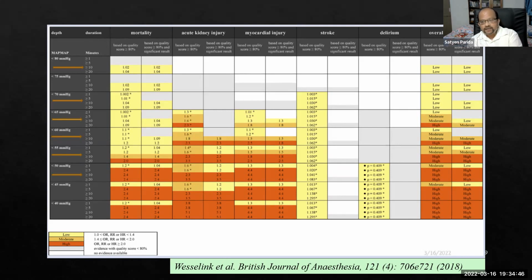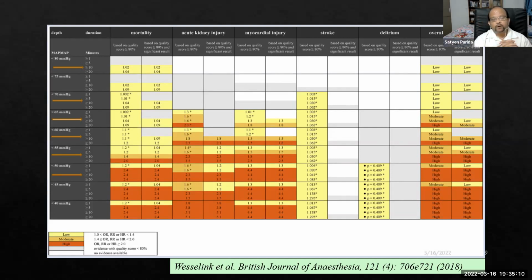Again, the moderate risk of organ injury became high risk, which are the panels in red, when the blood pressure threshold was below 65 millimeters of mercury for greater than or equal to 20 minutes, less than 50 millimeters of mercury for greater than or equal to 5 minutes, and less than 40 millimeters of mercury for virtually any duration of exposure.